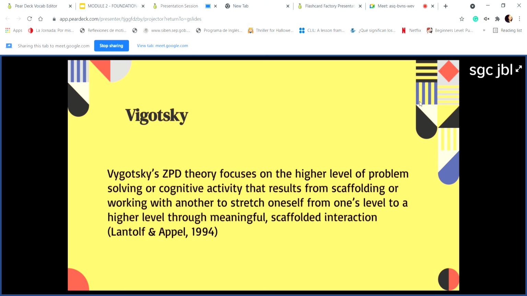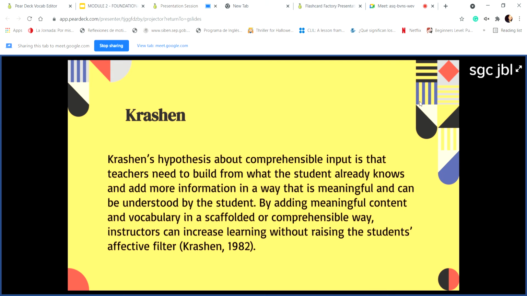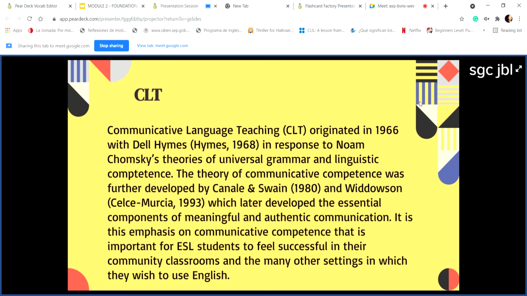Because at the end of the day, you are trying to make meaningful use of something that is a language, and a language cannot be used if we don't have space for communication. That takes us to the last pillar or backbone of the teaching practice, that is the CLT, communicative language teaching.